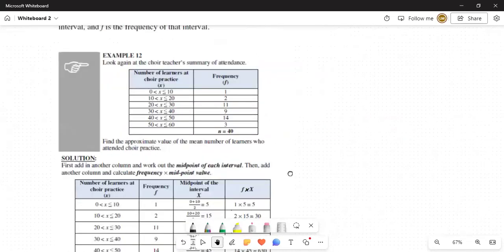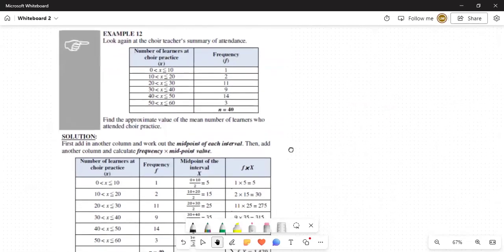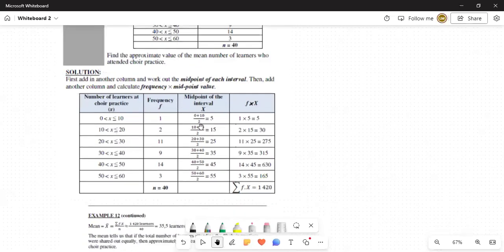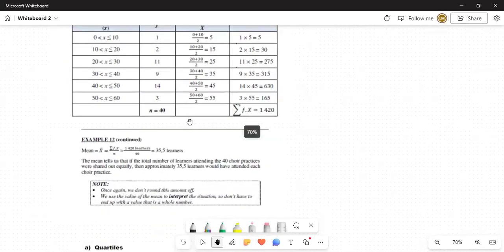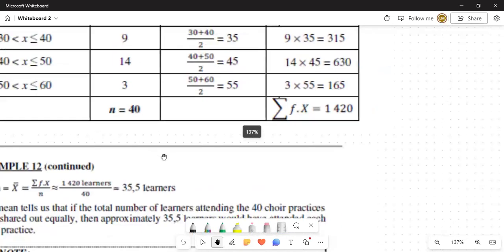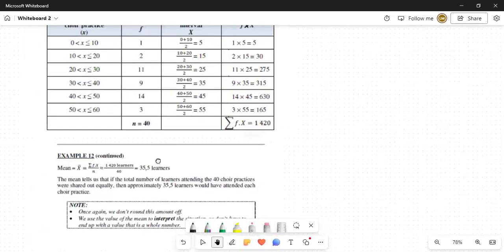So let's look at those data again. You can see here that I identify the midpoint. Then multiply the midpoint with the frequency to sort of estimate. It's sort of like they are estimating. And then when they're done with this, we get 1,420.